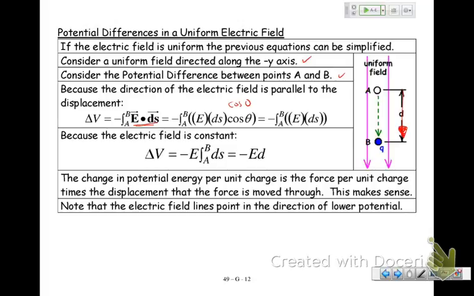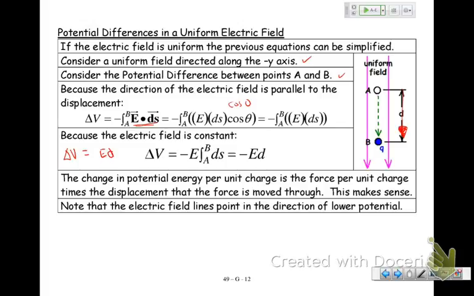If E is constant, which it is in this case because it's a uniform field, and ds is a certain length, then this is just going to simplify out. We say E is constant, take it out of the integral. We say the integral from B to A of ds is simply that distance d. So E d. That's the take home. Delta V is equal to E d.